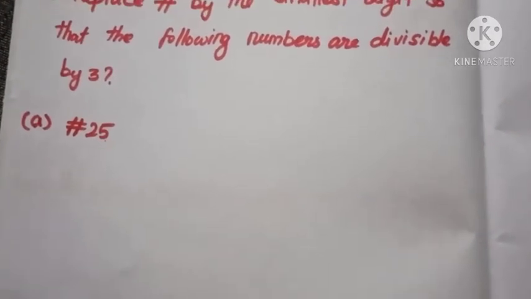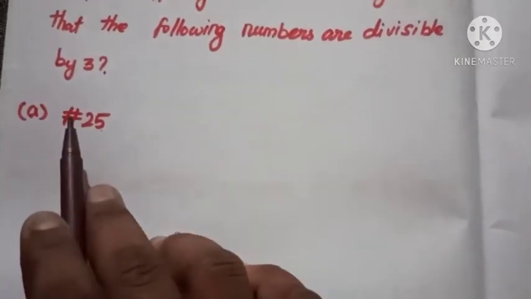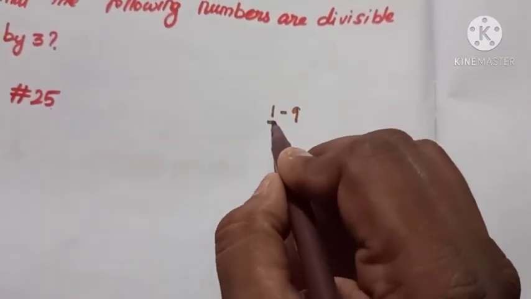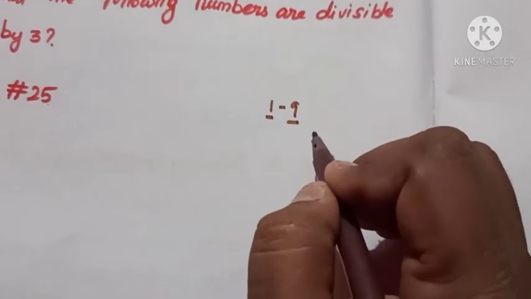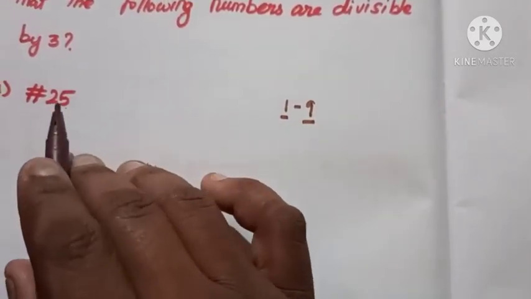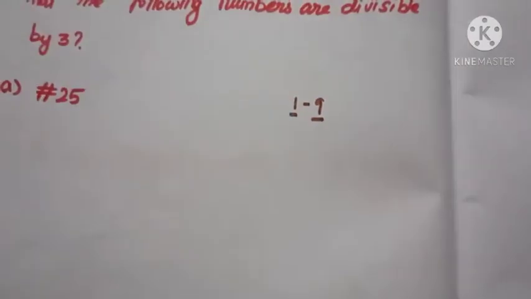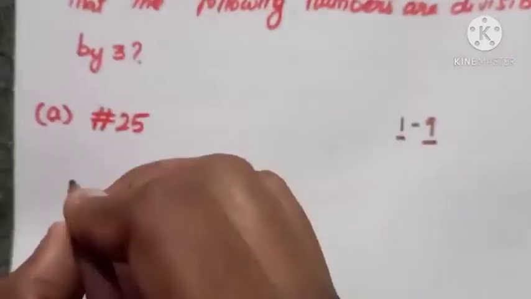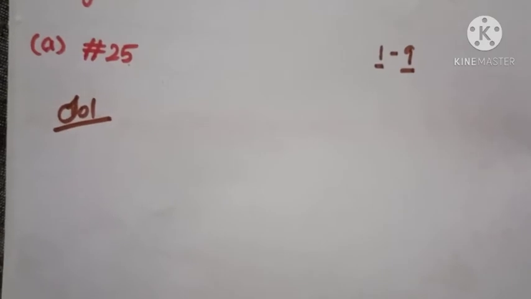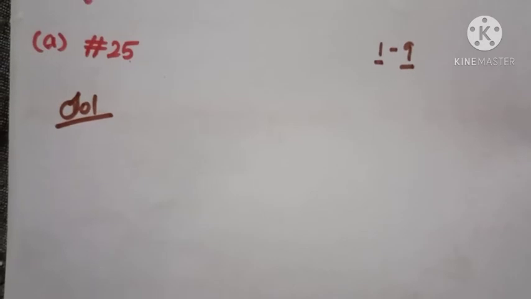We need to replace it. Smallest digit means, you know, that in this place we take from 1 to 9. So here 1 is the smallest digit and 9 is the largest digit. So by comparing, using divisibility rule 3, we need to find the smallest possible digit. First, let me recall the divisibility rule of 3: if the sum of the digits is divisible by 3, that number is divisible by 3.